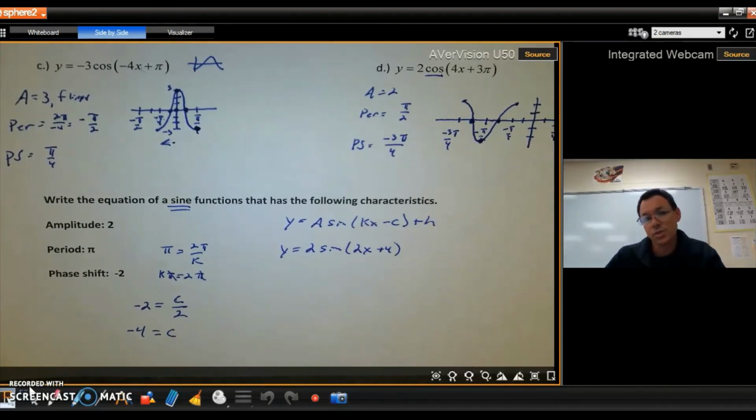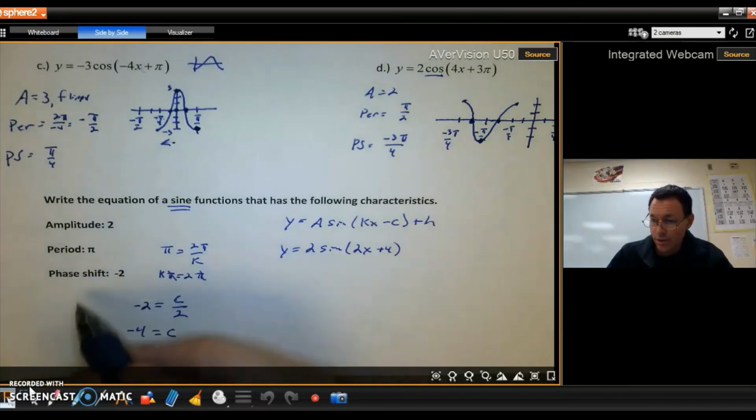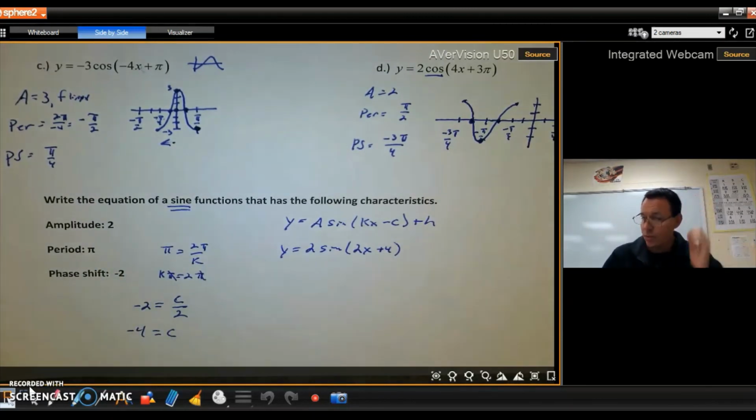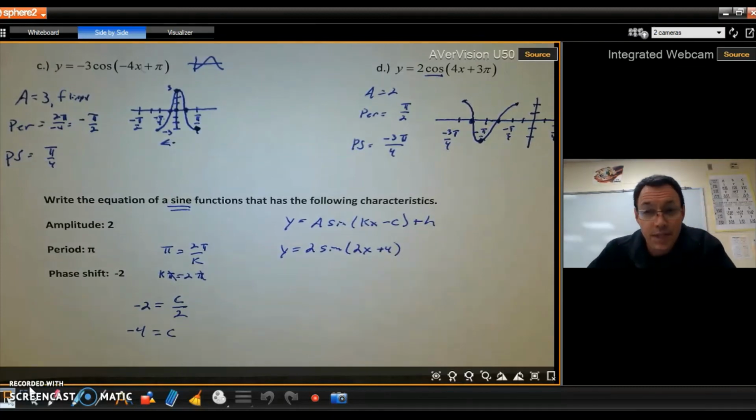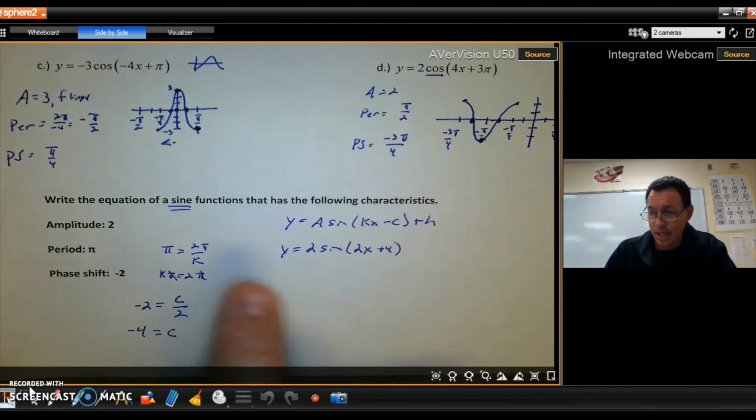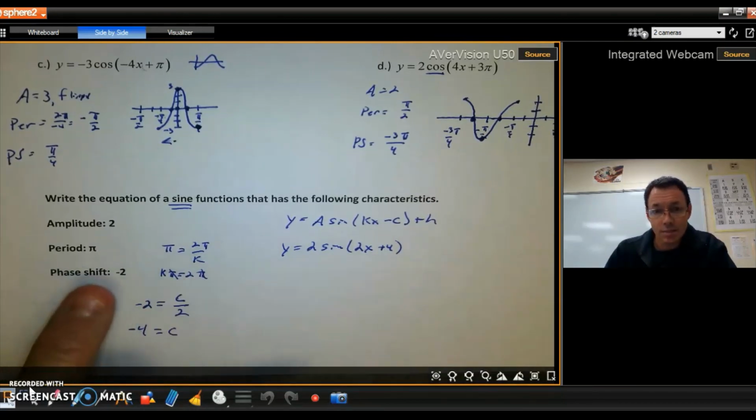Okay, so we can do that as well. We can write an equation given all this information, including this new thing we found, which is phase shift. Again, it's just a little bitty math problem you have to do to figure out what your c value is. I'm not giving you the c. That number did not get plugged in. I used that number in the formula to find c.